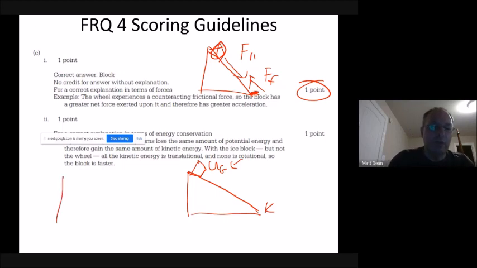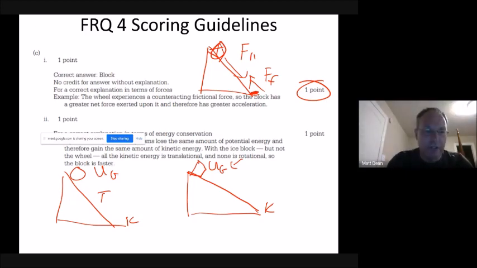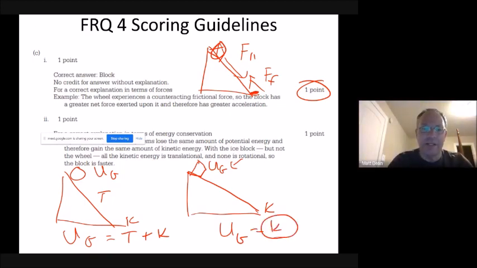But with the wheel, because there's friction in here, some of that initial potential energy becomes thermal energy or heat. Whereas in this situation, all of that potential energy becomes kinetic energy. So the block is going to have more kinetic energy when it gets to the bottom, which means it's going faster. It's going to get there faster.